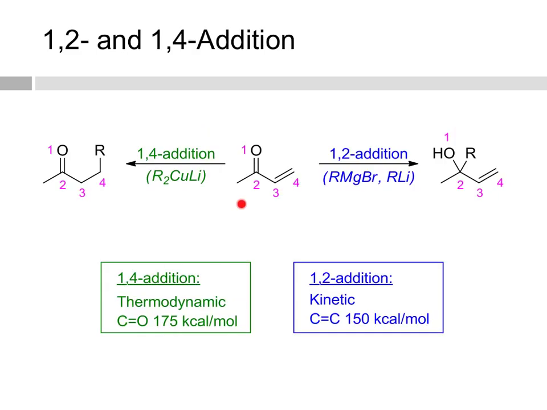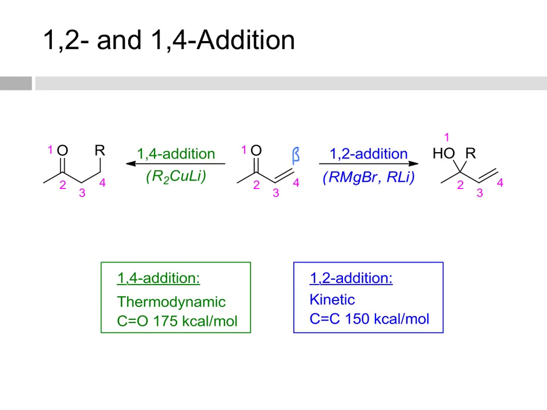When we have alpha-beta unsaturated carbonyls, we can have two types of nucleophilic addition. We can have 1,2 addition, where addition occurs at the carbonyl carbon, that is the 2 position, or we can have 1,4 addition, where nucleophilic addition occurs at the beta carbon, that is the 4 position.